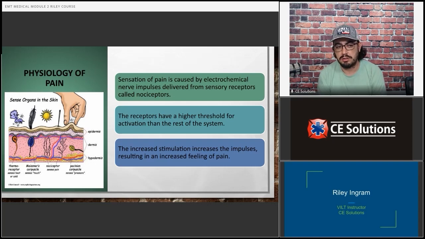Also, they are conditioned. You can condition these, right?